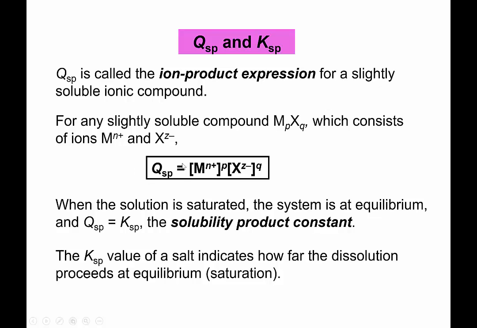Q is the ion product expression or the reaction quotient, whereas Ksp is the solubility product constant. So remember that K doesn't change, but Q can change depending upon what point in the reaction, how far the reaction has progressed. And remember that if Q is less than K, the reaction will proceed to the products, and if Q is greater than K, it'll go towards the reactants.